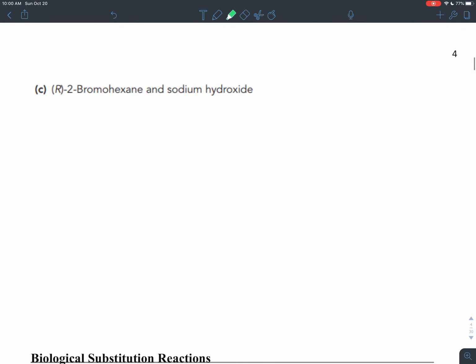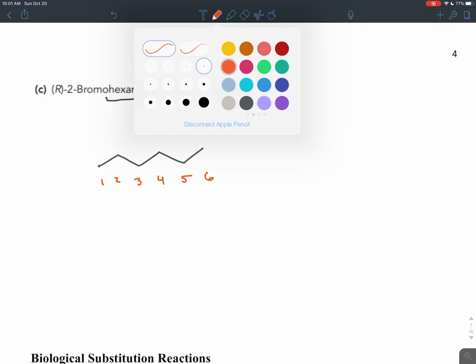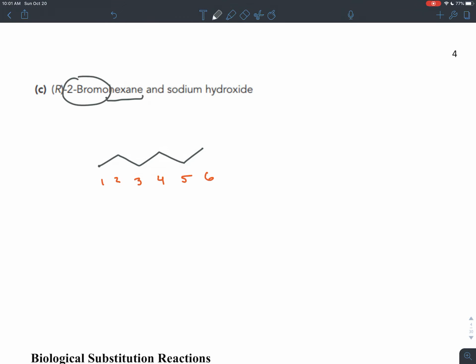All right, let's do one more of these. So, first step, we'll draw the reagents. Now, R-2-bromohexane, that is going to be our substrate. The parent chain is hexane, so we have 1, 2, 3, 4, 5, 6 carbons. I'm drawing this, so I get to number it however I want. I'm going to number it left to right. On carbon number 2, that's where we're going to have our bromine.